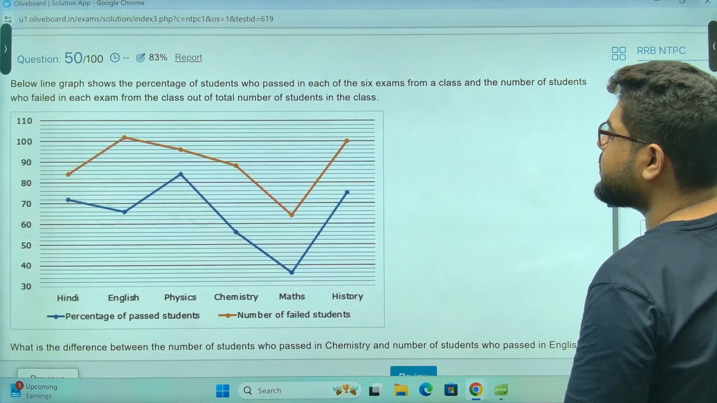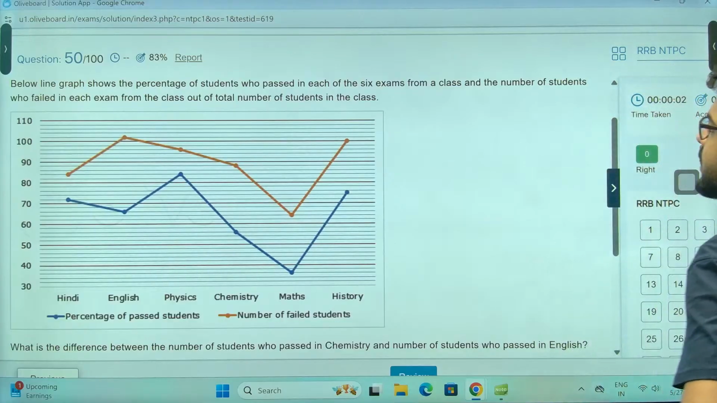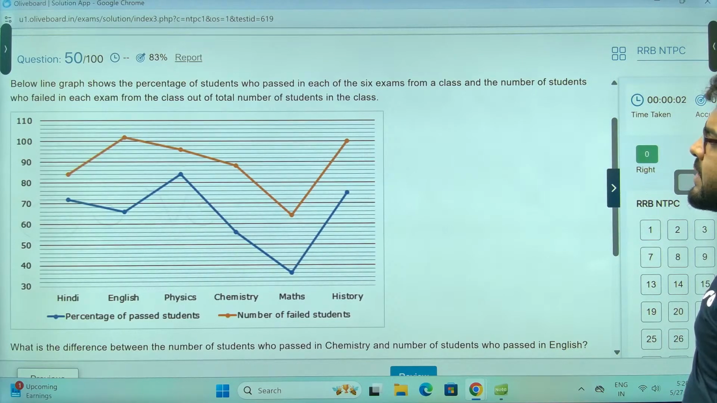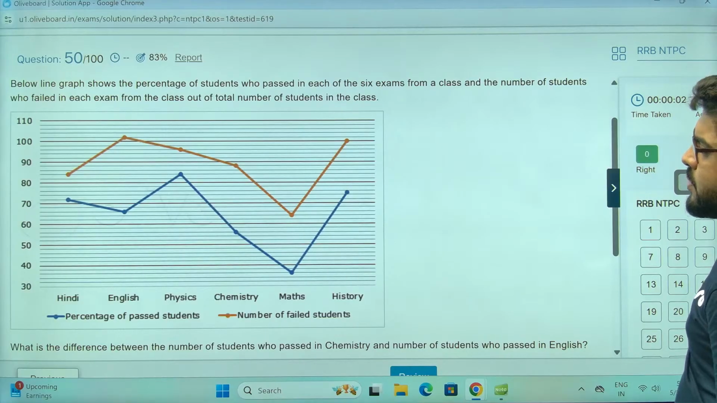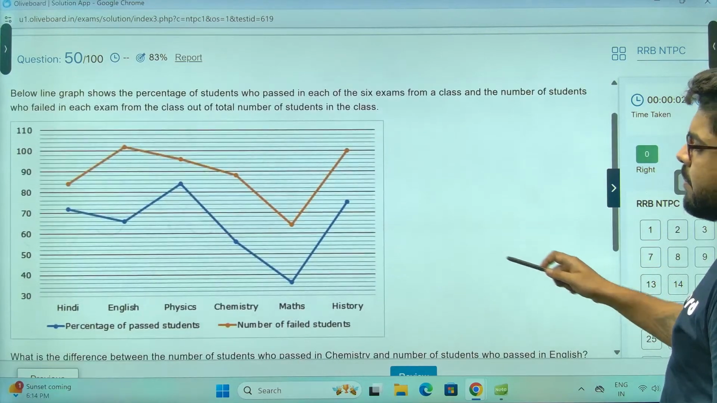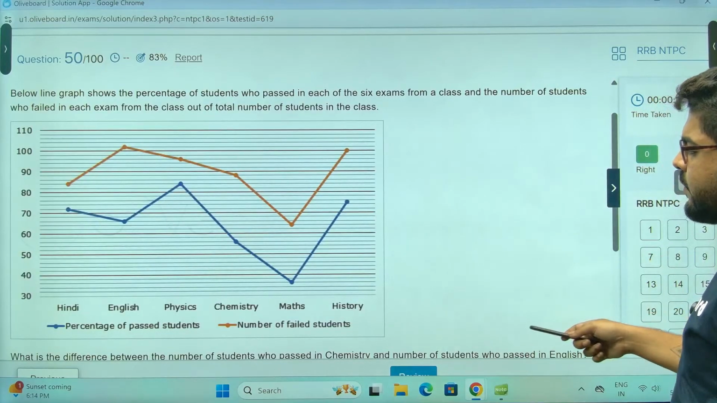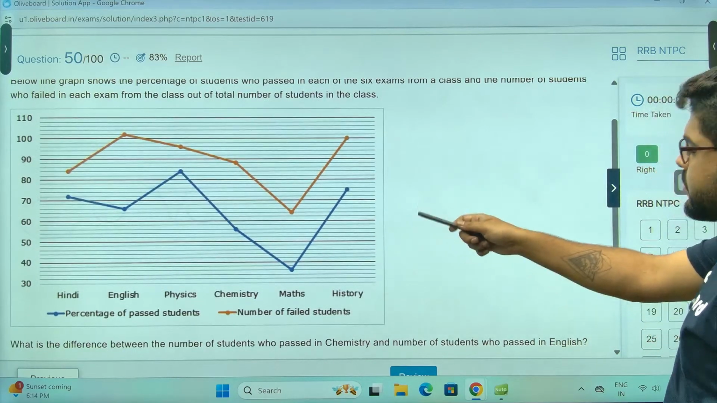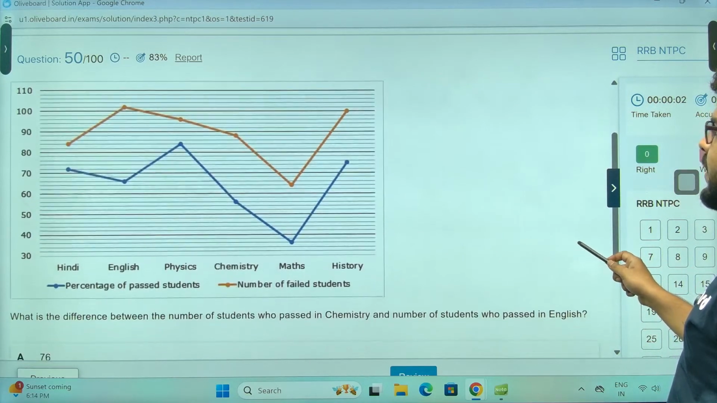The line graph below shows the percentage of students who passed in each of the 6 exams from a class, and the number of students who failed in each exam out of the total number of students. Please understand the number of students passed and the percentage of students passed, and that is the number of failed students.